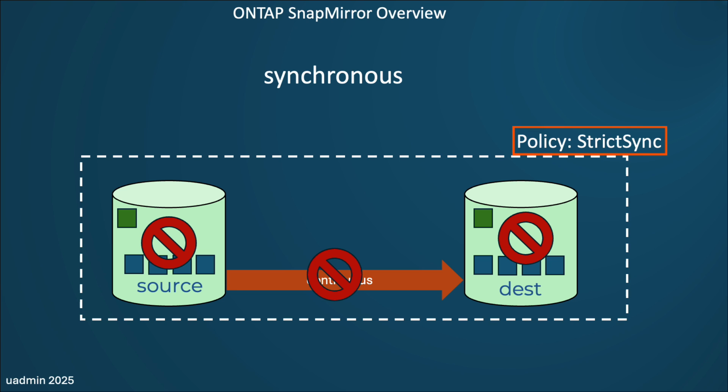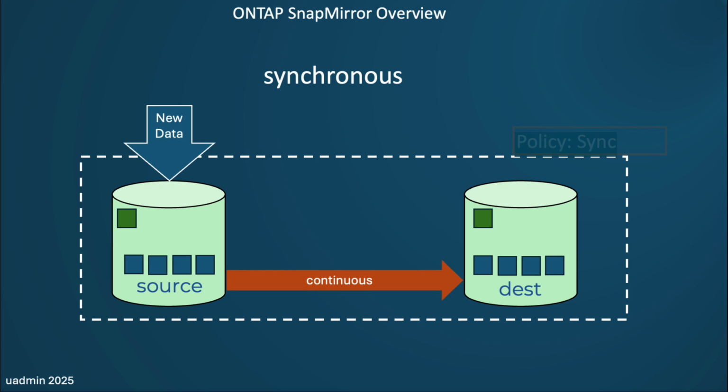This policy will block all I/O to the source if the destination is unreachable. So with the strict sync policy, you will not allow new data to the source if it cannot be sent to the destination. And in both cases, when the destination becomes reachable again, the relationship will automatically be syncing again.